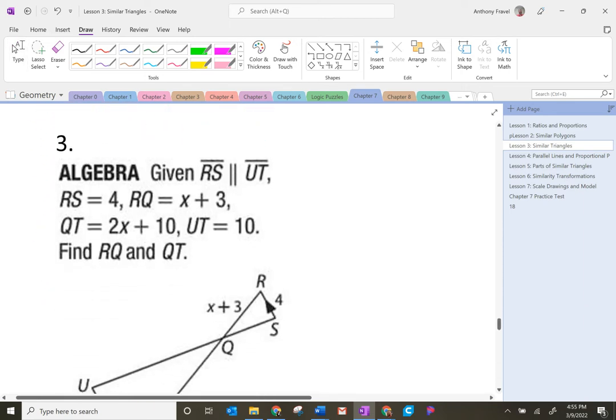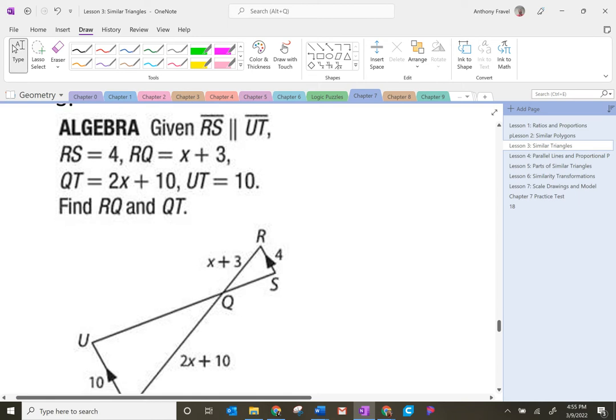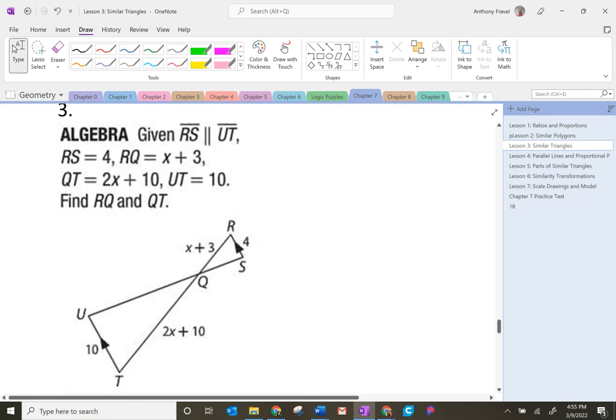On to the next example that we have. I'm going to zoom out just a smidge so you can work with it. Again, they wrote that stuff down. It does say that RS and UT are parallel. That's why they drew these triangles on the ends. RS, this length over here, is 4. The following one, RQ, is x plus 3. QT on the opposite side is 2x plus 10. And then UT is 10.